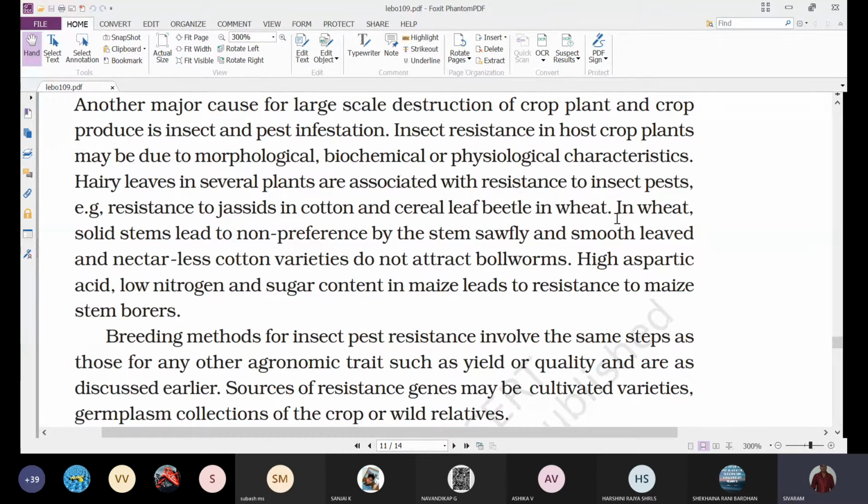Bollworms prefer these hairy leaves. At the same time, if the flowers are producing nectar, the bollworms are attracted. So if you are able to change the genetic composition such that the leaves are smooth, that is without hairs, and the flowers are produced without nectar, then we can protect the cotton plant from infestation with the bollworm.